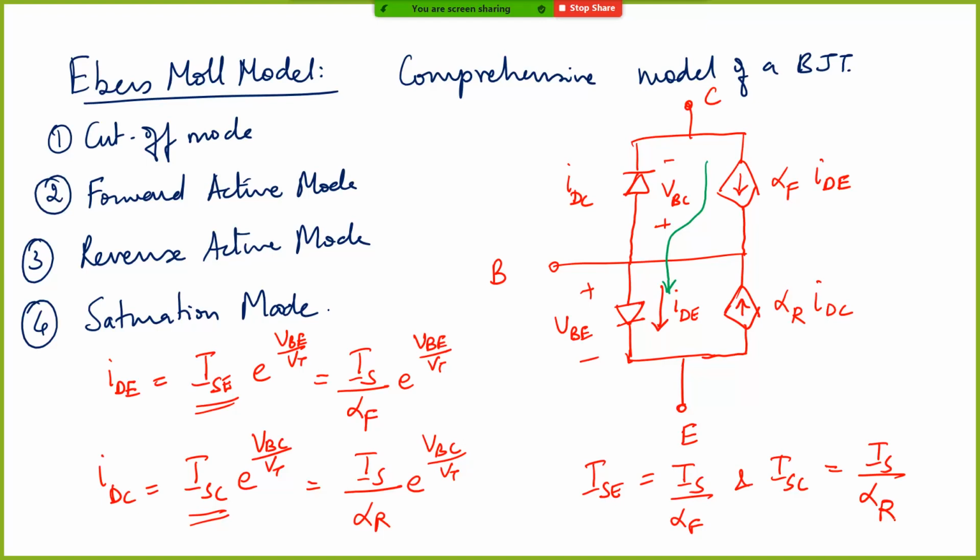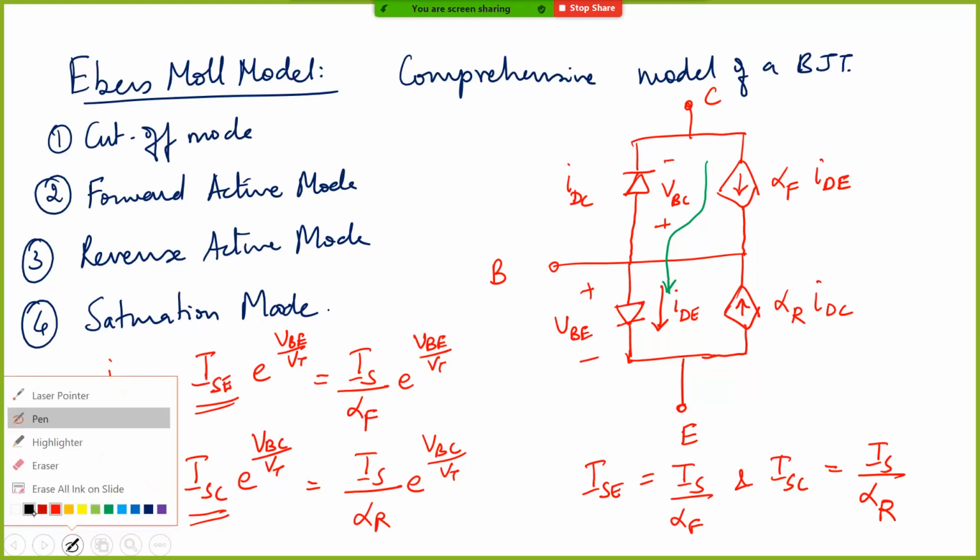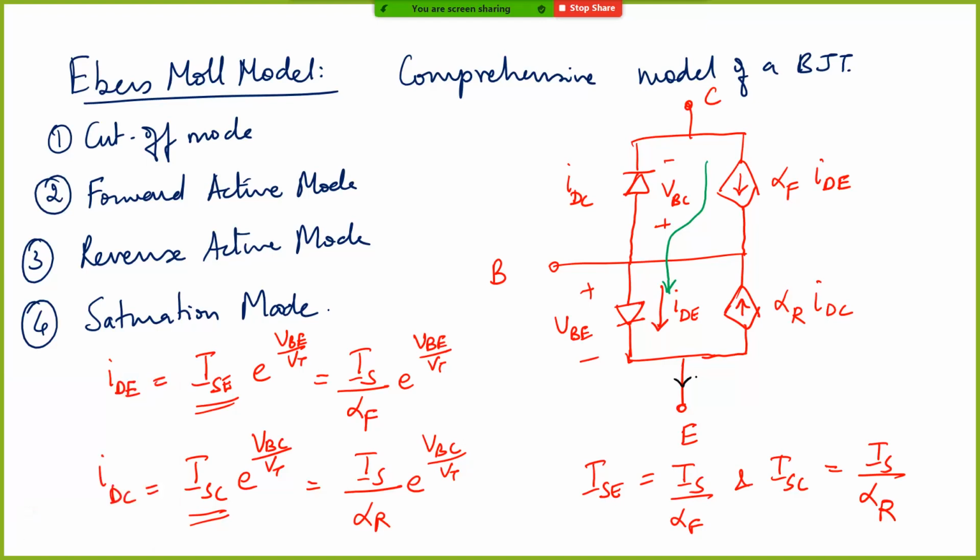All right. Now what we will do is, let's just write a couple of equations. How can we define IE here? I'll start writing here itself. IE, the current which is going to come out of this emitter terminal, what can we say? It is IDE minus alpha R times IDC. That's it.